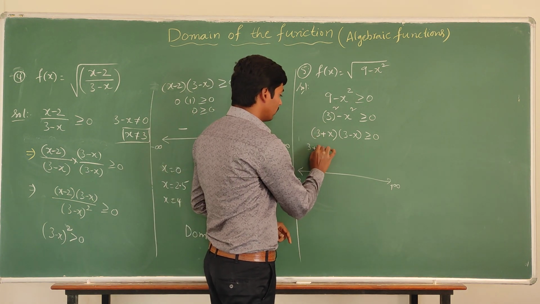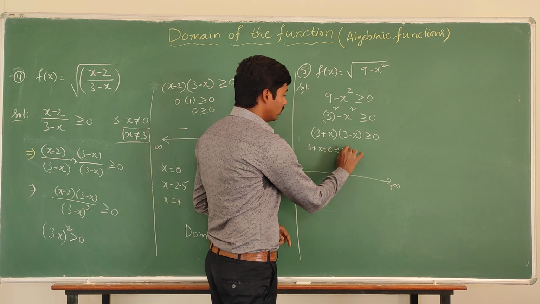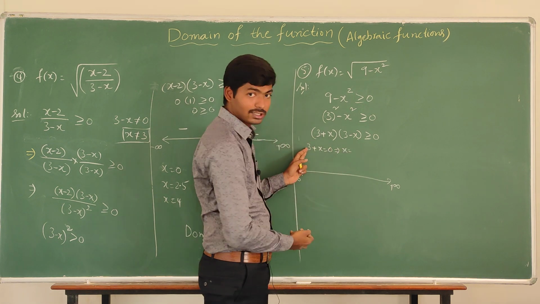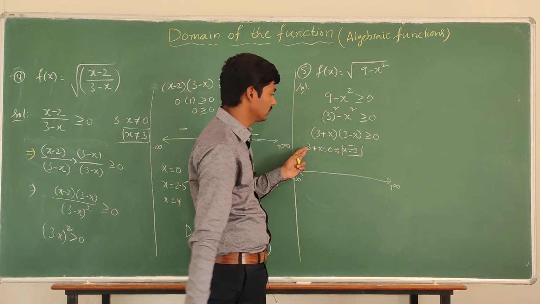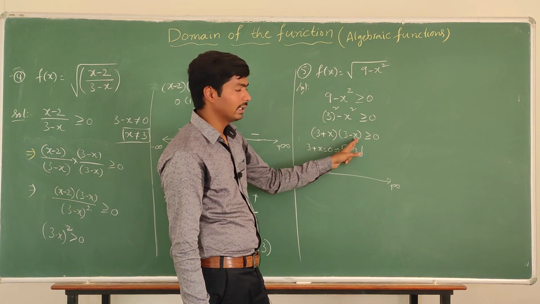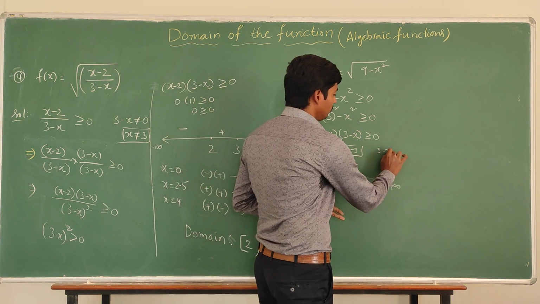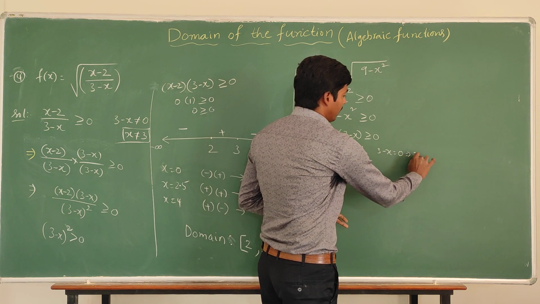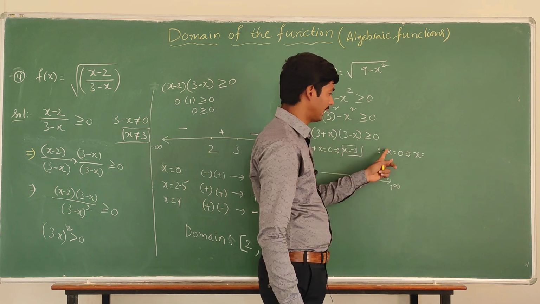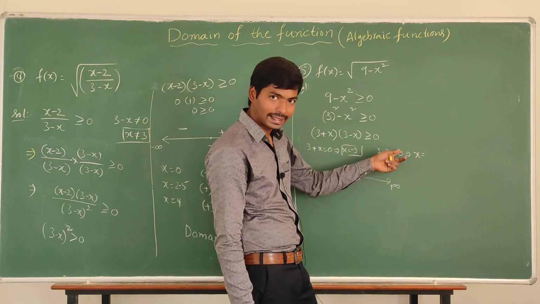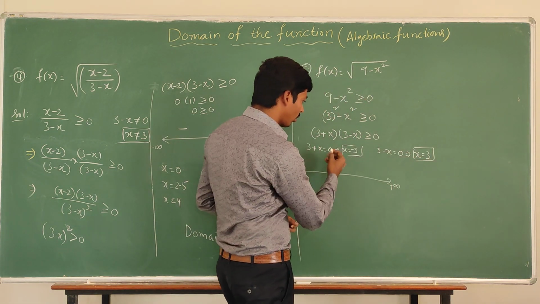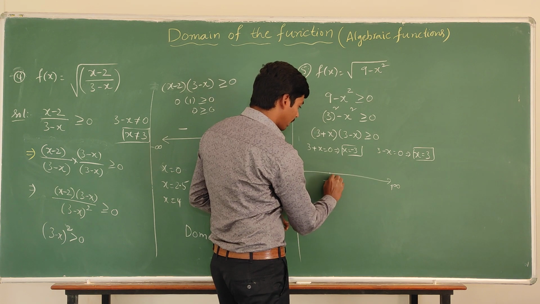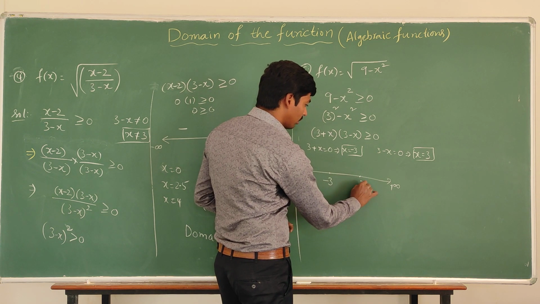So 3 plus x equal to 0, then x equal to minus 3, as 3 transposed to this side becomes minus. So minus 3 is one critical point. And 3 minus x equal to 0, so x transposed to this side becomes plus x equal to 3. So these are the two critical points. Plot them on the number line: minus 3 and here 3.